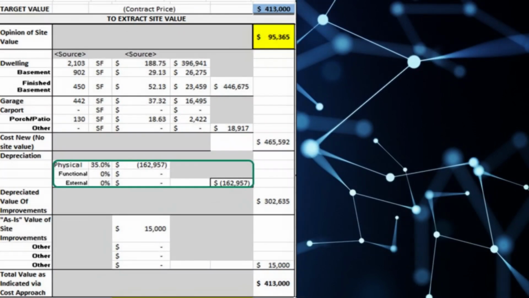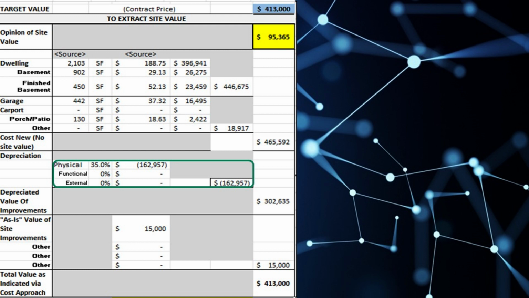The accuracy of the accrued depreciation factor is extremely important. As but one example on this slide, we've changed the physical depreciation factor from 27% to 35%, but we changed nothing else. This change in depreciation increases the site value to $95,365, or by approximately $38,000.